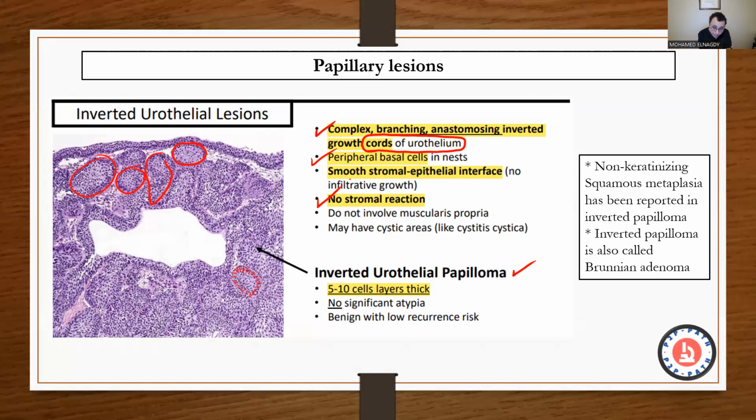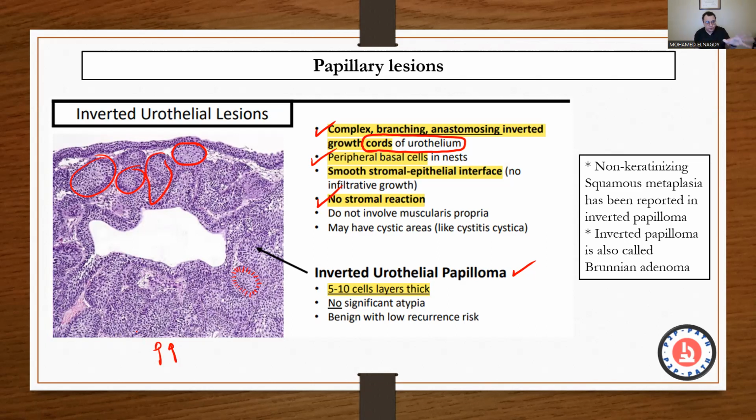Usually the most famous type of inverted urothelial lesion is the inverted papilloma, which you see here. It usually has between 5 to 10 cell layers in thickness. There will be no significant atypia and it's very benign looking with low recurrence risk. Sometimes this happened in one Q-bank. One Q-bank asked this question or had this picture with this classic picture of crowded, branching nests.